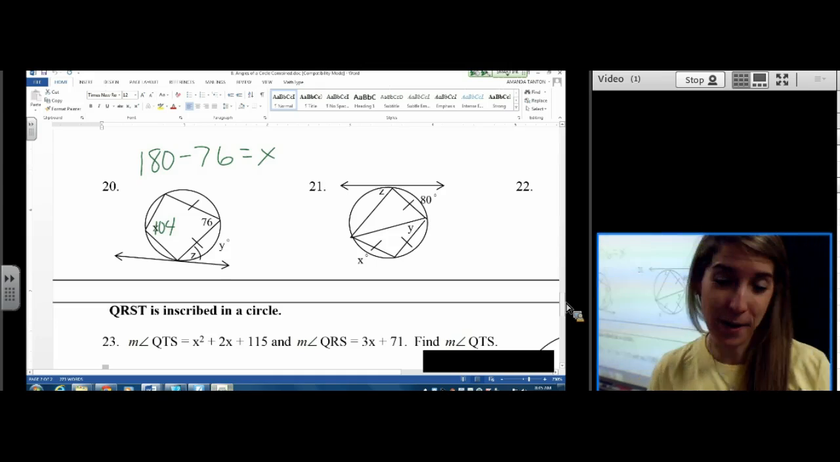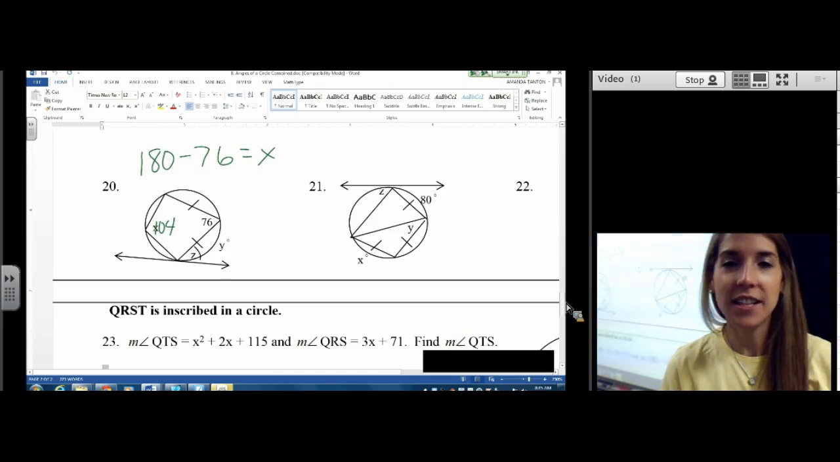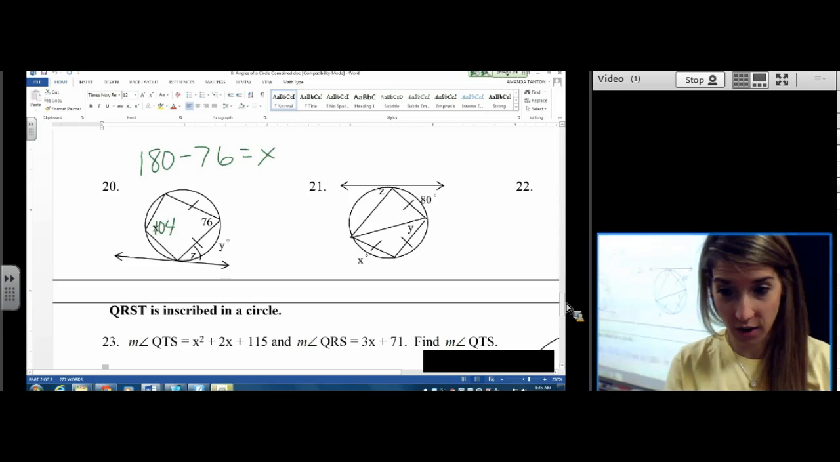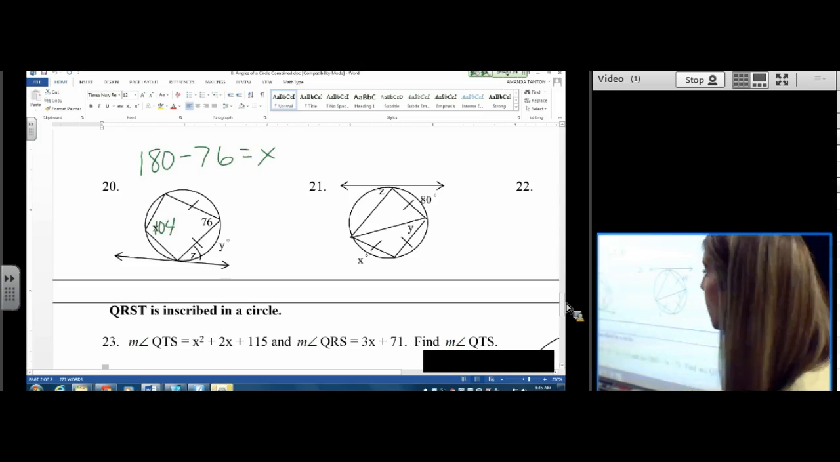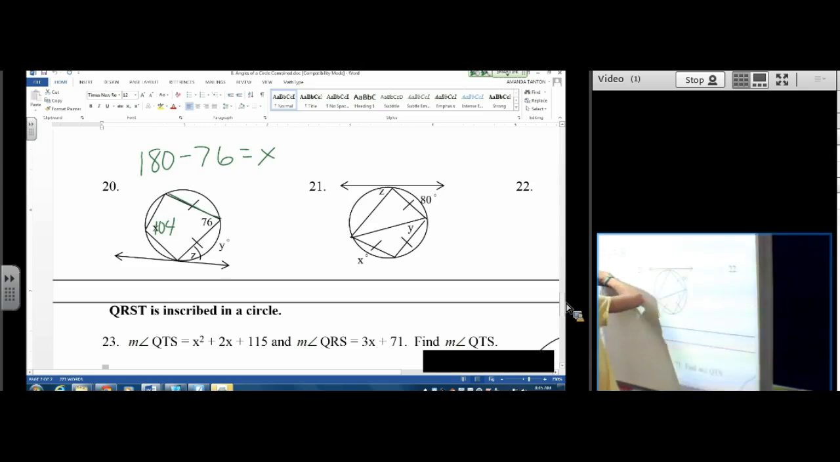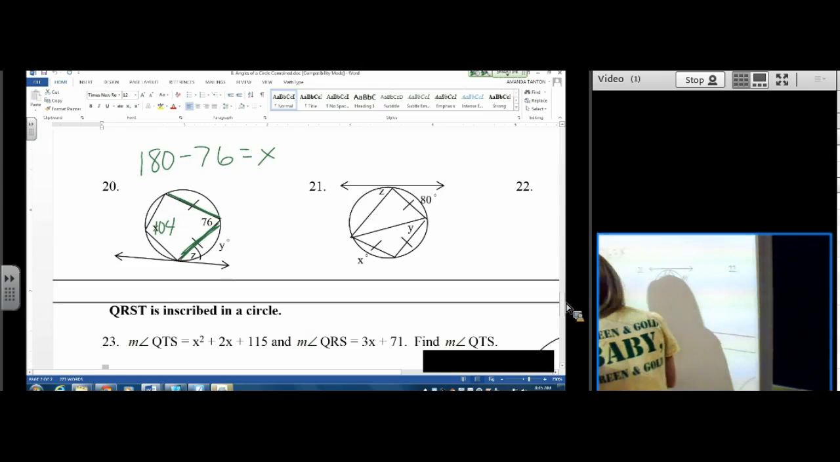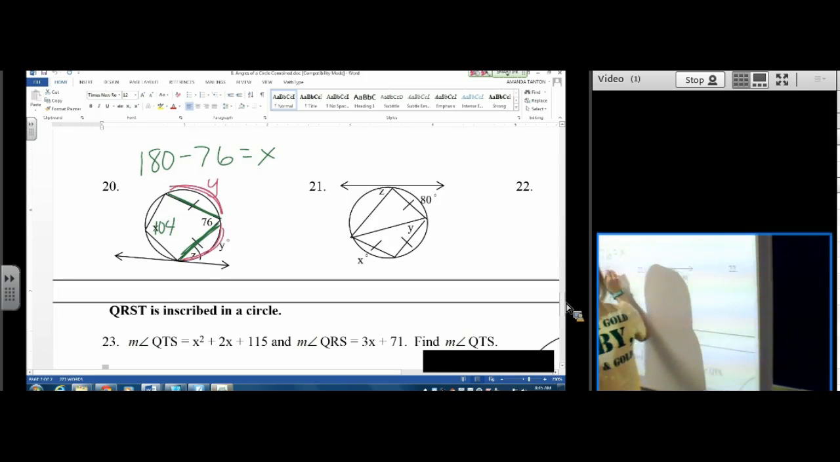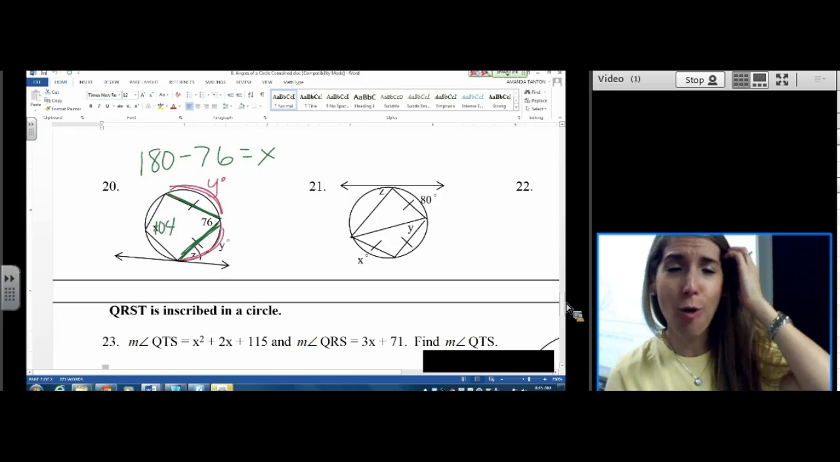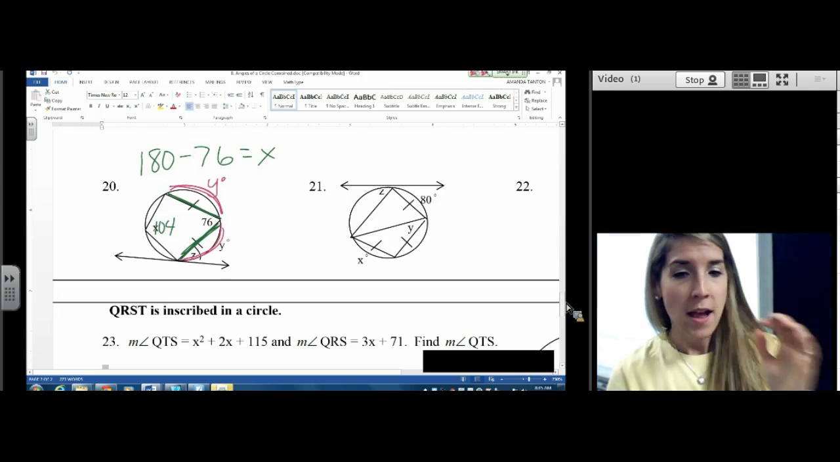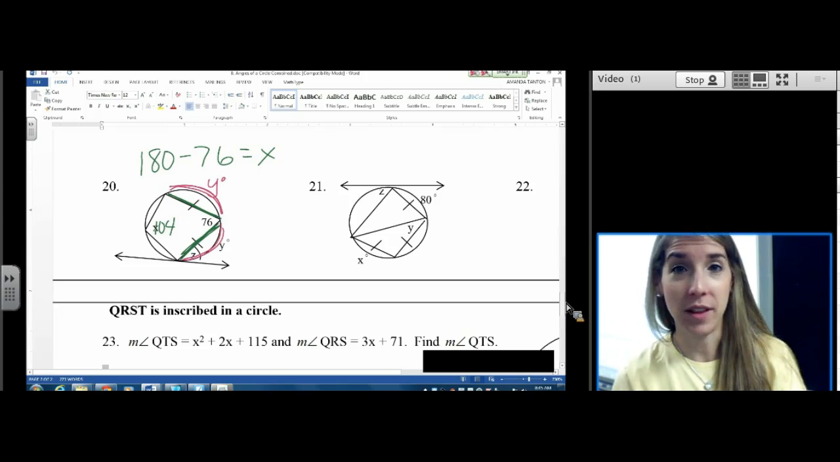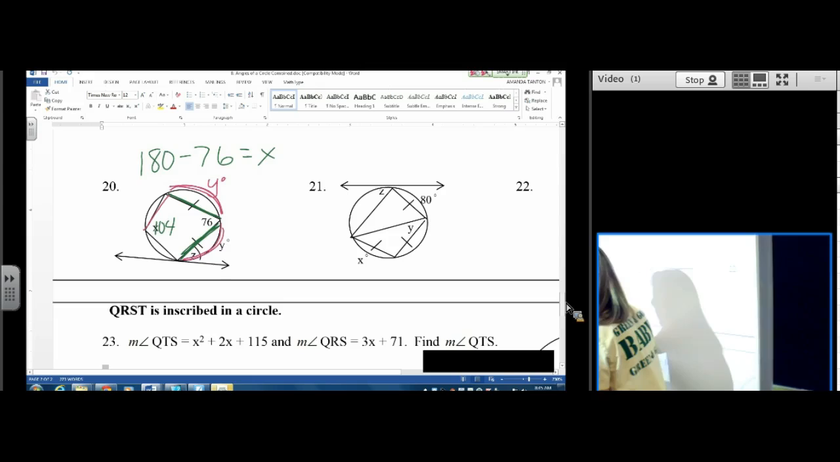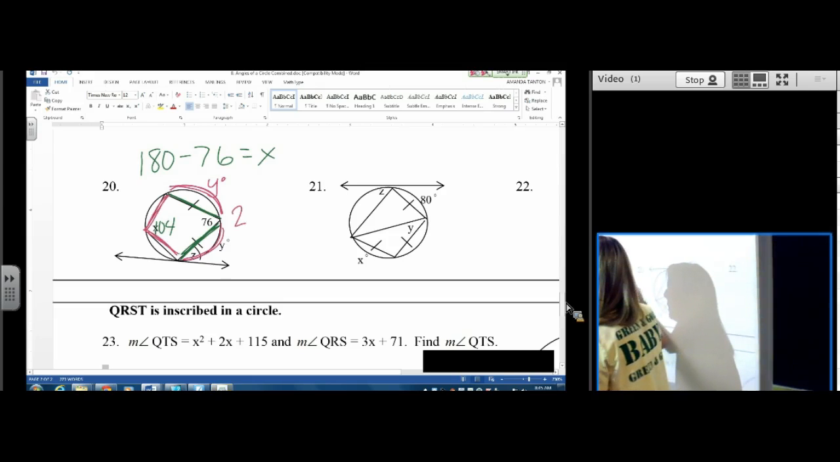Instead of looking at that quadrilateral as a kite, which is probably what you're tempted to do, let's use our circle theorems. We know congruent chords intercept congruent arcs. So if this chord is congruent to this chord, then by golly, this arc is congruent to this arc. So I'm going to call this one y, because they are both y, because our chord theorems tell us they are. Now I'm going to take that 104 and double it to get 208. I know that this whole arc is 208.